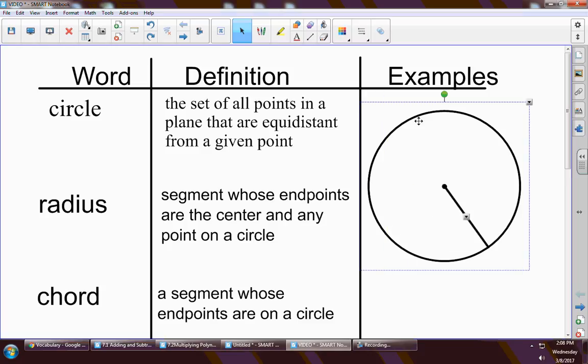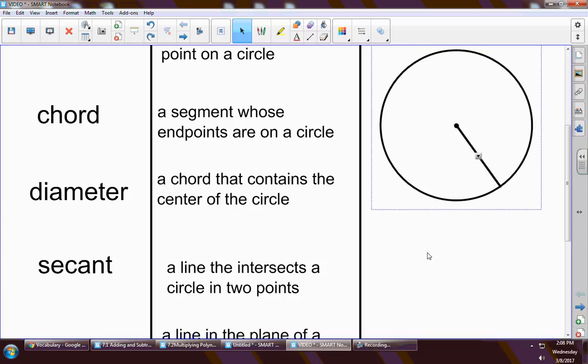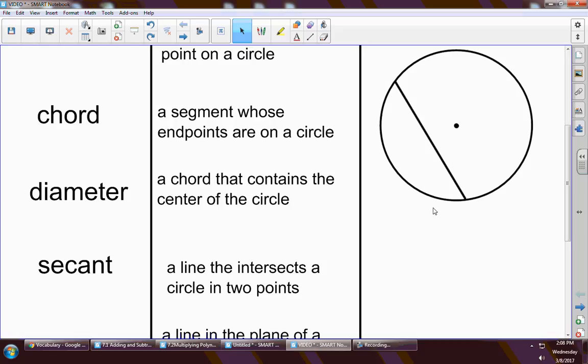A chord is a segment whose endpoints are on the circle. So a chord, as long as it's got one endpoint on the circle and the other endpoint is on the circle, that is a chord. So it's a segment because it has a starting point and a stopping point. And as long as it's anywhere, starting point on one side of the circle and the stopping point is another part of the circle. And a type of chord is the one that you've been familiar with and you've learned about in the past. That's a diameter.